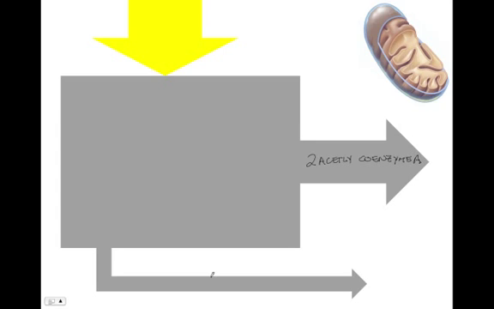In addition, the preparatory reactions will also end up producing 2 molecules of NADH, the electron carrier molecules. The acetyl coenzyme A molecules will be transported into the Krebs cycle, and the 2 NADH molecules will be used to help drive the electron transport chain and create our proton gradient that we're going to need in electron transfer phosphorylation.